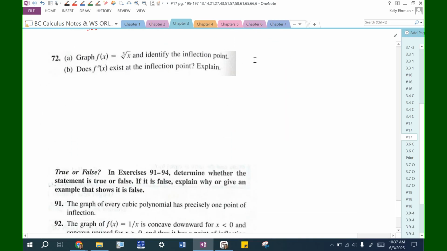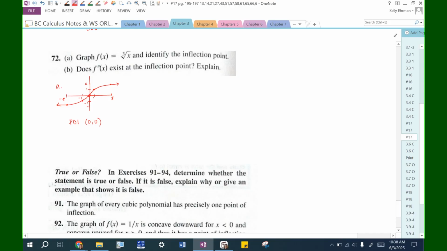All right, 72. Part A, graph f of x equals cube root of x and identify the inflection point. So that's easy, I think, right? We're just graphing a parent function that we already know. It goes through (0, 0), (1, 1), (-1, -1), (8, 2), (-8, -2). There's definitely an inflection point at (0, 0), because we're concave up, and then we switch to concave down.